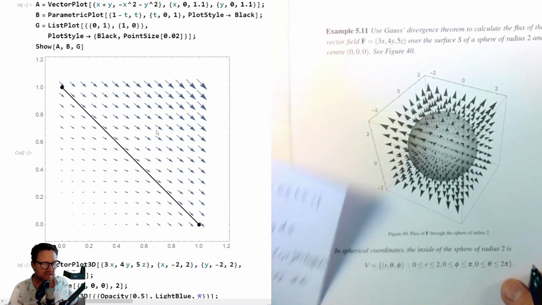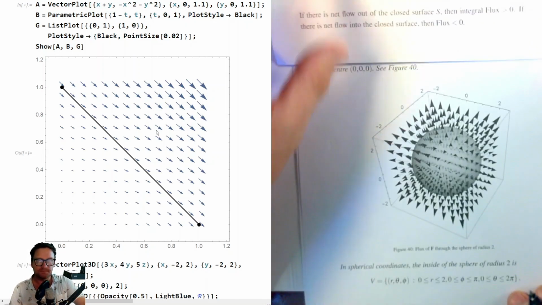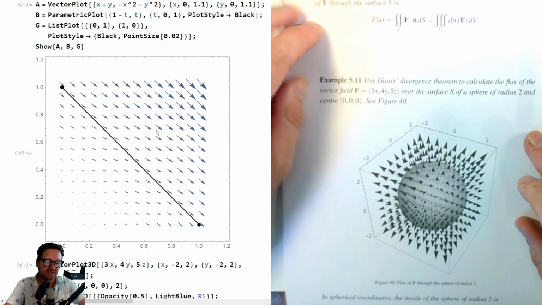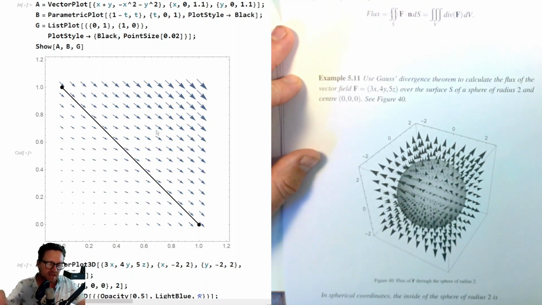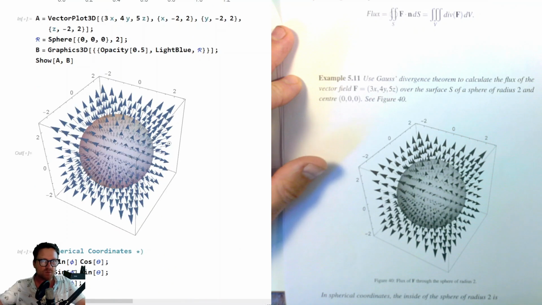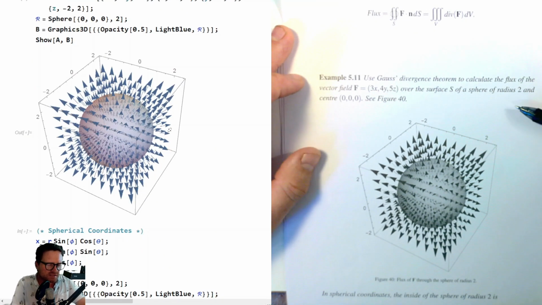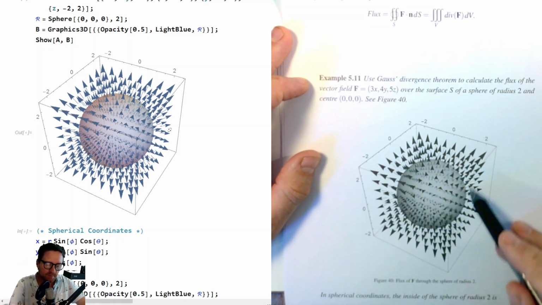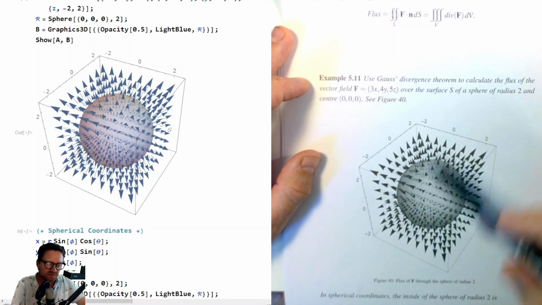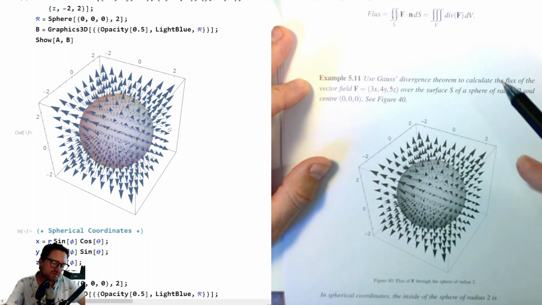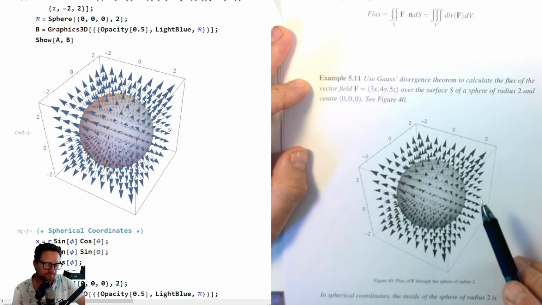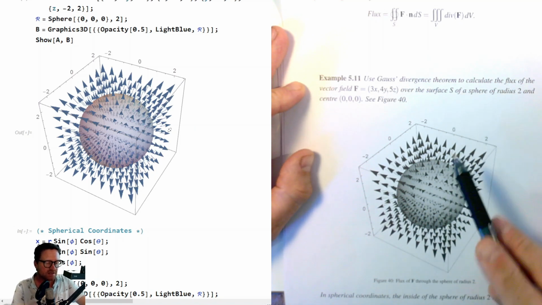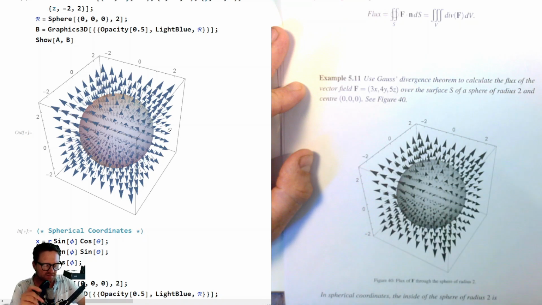Okay, so let's have a look at this example. Kind of a nice picture. I'll leave that accessible there. All right, so use Gauss's divergence theorem to calculate the flux of the vector field 3x, 4y, 5z over the surface S. So that ball in here is the surface. Here's our vector field, and we're calculating how much field passes through that ball. Sphere of radius 2, this is our surface, centered about the origin, see figure 40.